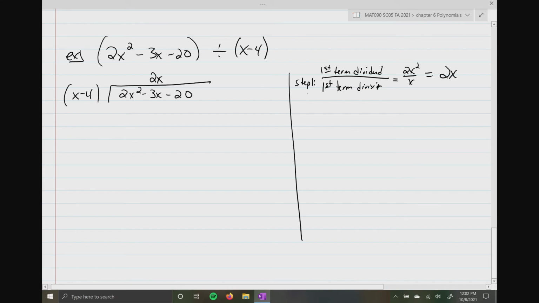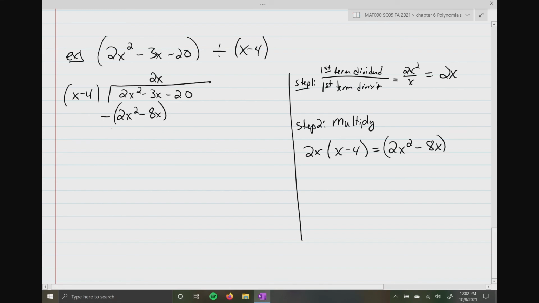So now, step 2. So we're going to go ahead and multiply. So we have 2x times x minus 4. And that's going to yield 2x to the second minus 8x. Now, remember, I put that in parentheses, and I write it directly underneath. 2x to the second minus 8x in parentheses, and I put a subtraction symbol.